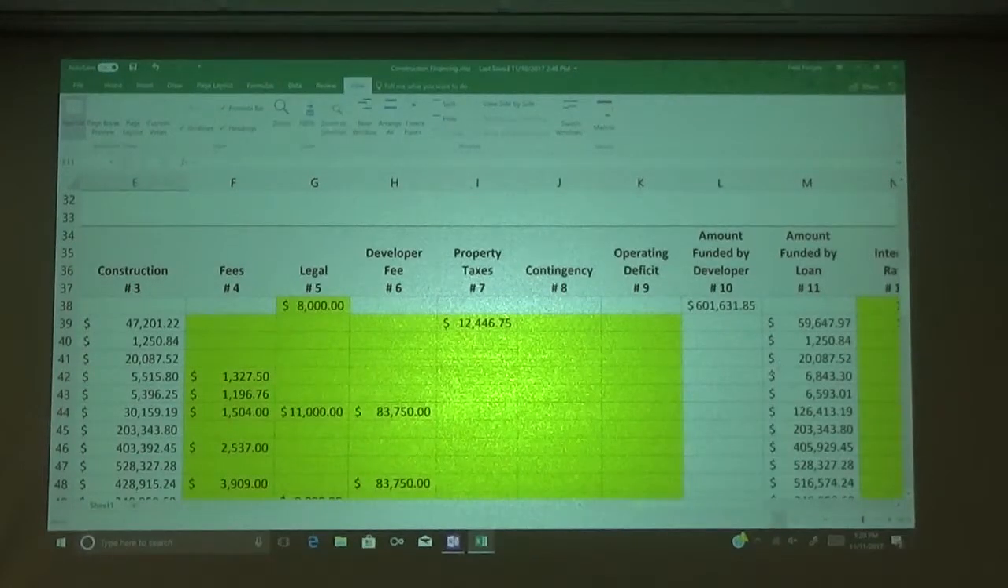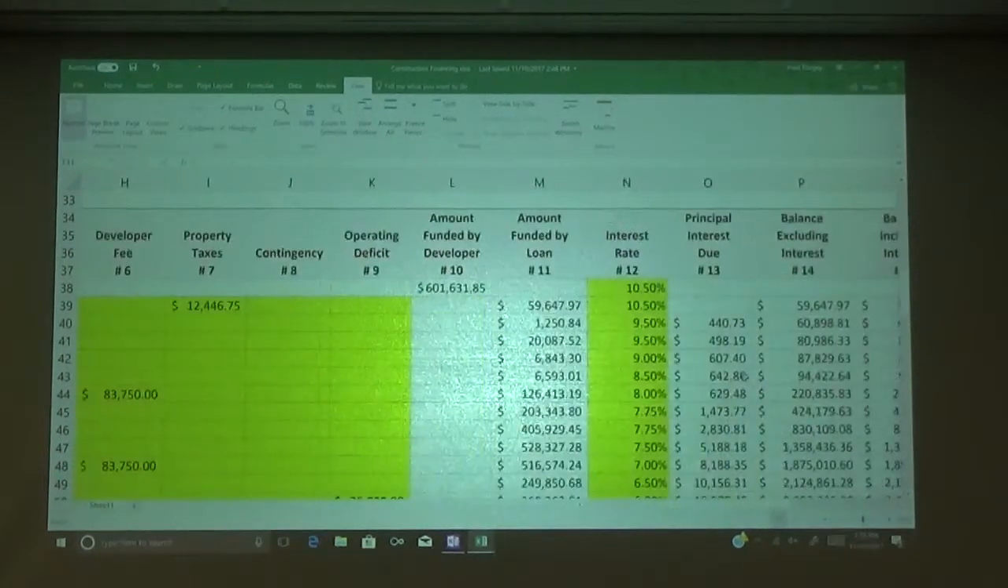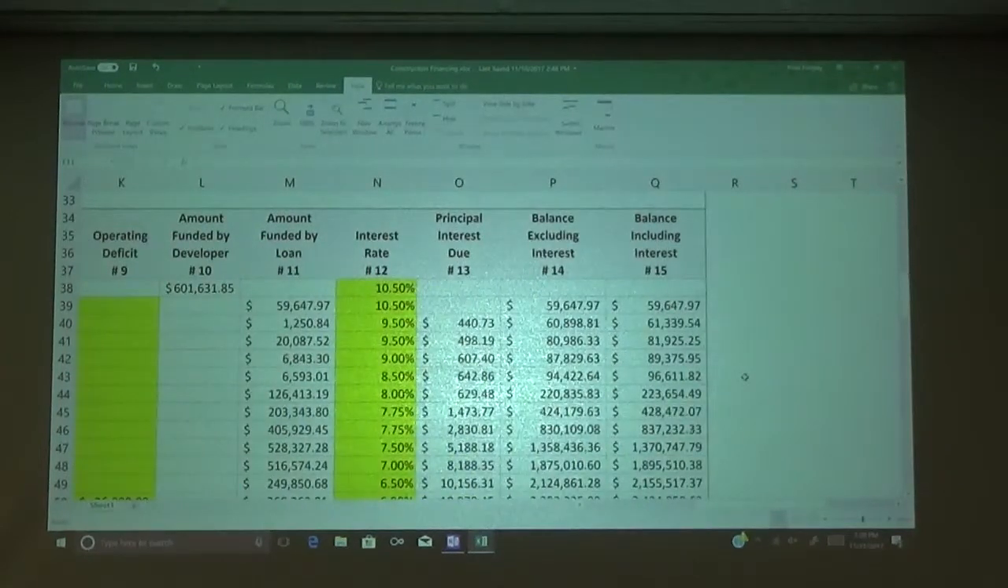Then we go over to where a lot of the finance related things are beginning to occur, basically columns 10 through 15. This first one, the amount funded by the developer, is just simply the addition of those charges the developer paid at time period 0, as you're working across the page: the land acquisition, the legal fees of $8,000, and the closing cost of like $47,000. Added together, the developer is putting in $601,000 into the project.